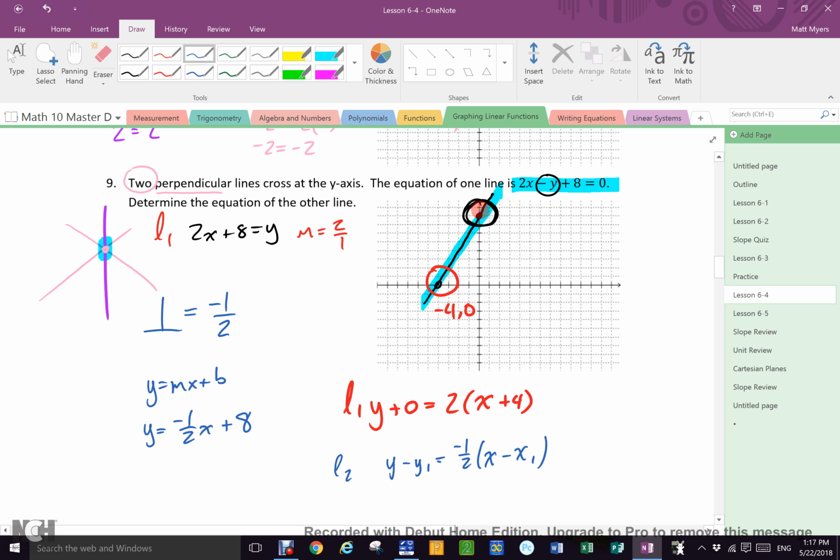So if I go down 4, how far out would I have to go? 2. Other way around. I need it to be negative 1/2. Rise was 4, so my run would have to be 8, right? So I'd be out here, and it would be y plus 4 equals negative 1/2 x minus 8.